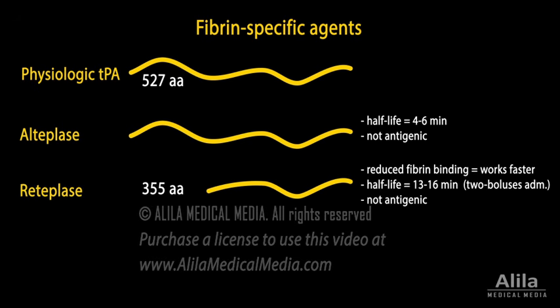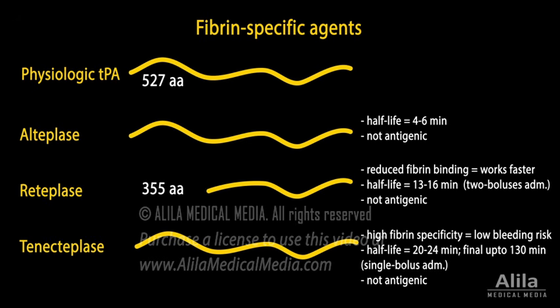Reteplase is a second-generation recombinant product and is a shorter version of the physiologic TPA. This modification reduces its binding affinity for fibrin, enabling the drug to diffuse more easily through the clot. The result is a faster thrombolysis action and a lower bleeding risk. Reteplase also has a longer half-life, which allows a more convenient bolus administration.